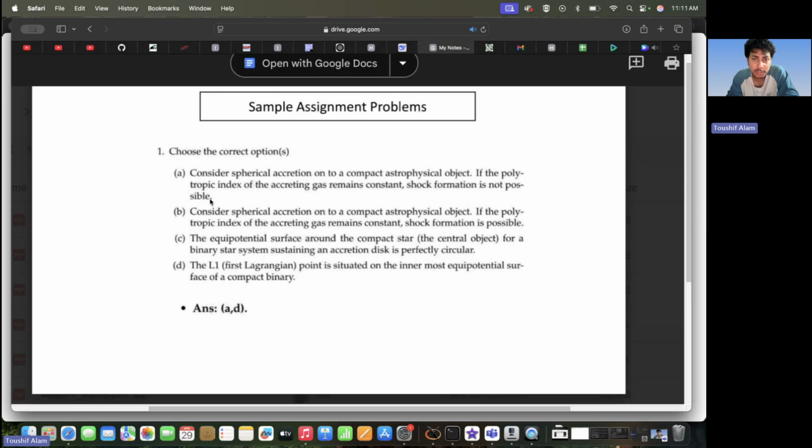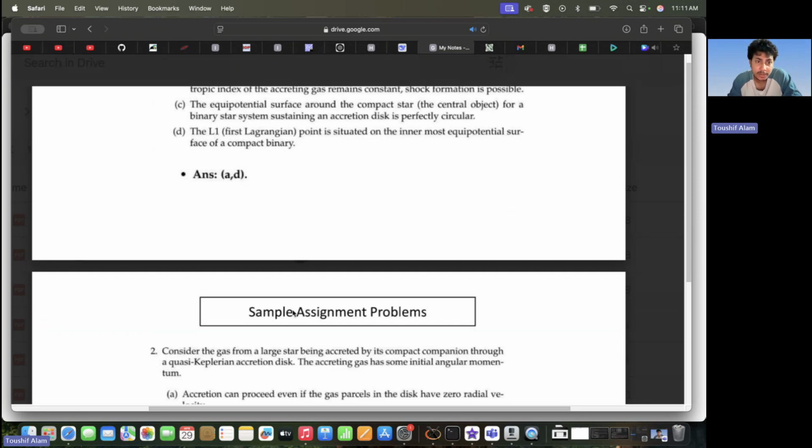So you can see that for spherical accretion, with the polytropic index of the accreting gas remaining constant, shock formation is not possible. And the first Lagrangian point is like the Aditya-L1 mission. The first Lagrangian point is in between the Earth and Sun. So it is on the innermost equipotential surface of a compact binary. So the right options are A and D.